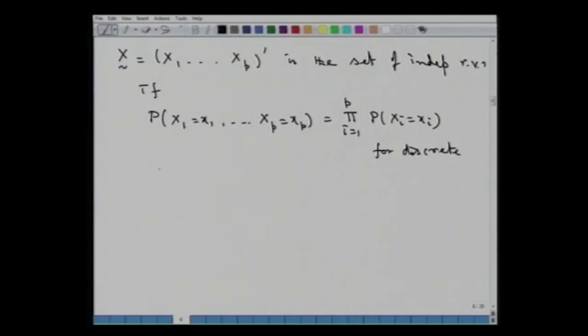For discrete distribution, and if we have continuous distribution, then the joint probability density function of x1, x2, ..., xp would be given by the product of the marginal probability density functions. This would be for the continuous random variable. Now, let us move on to some concepts which are going to be important for this particular course.